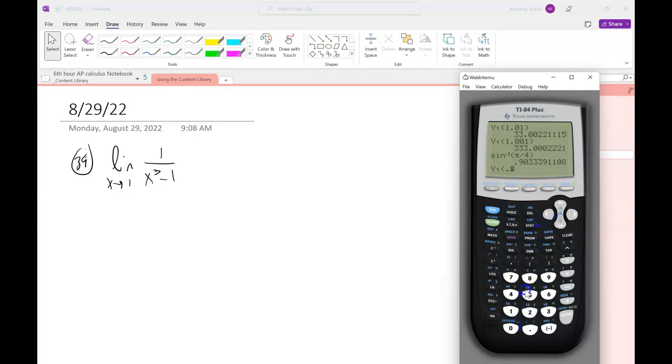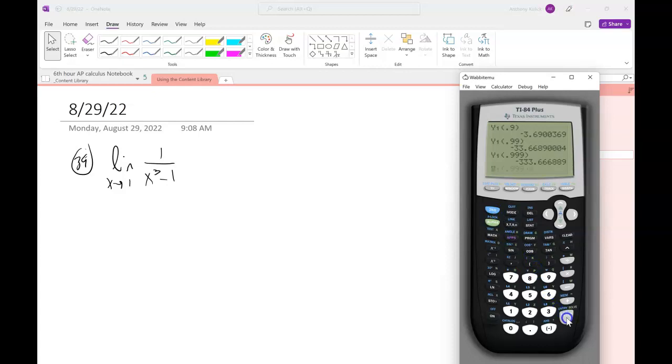So maybe we'll try 0.5 and then 0.9 and then 0.99 and maybe 0.999. And what do we notice that things keep happening? It keeps getting smaller and smaller and smaller. Looks like that's heading towards negative infinity when we go from the left. Everybody kind of agree with that?